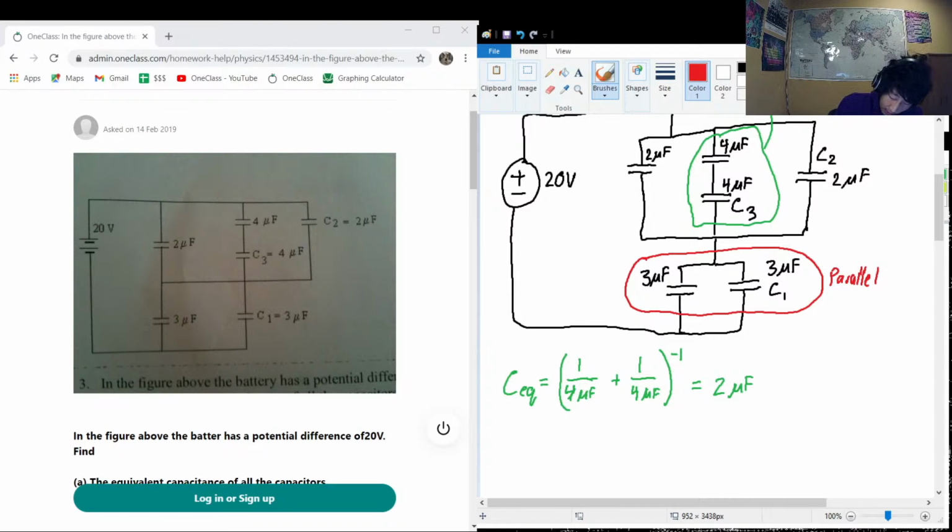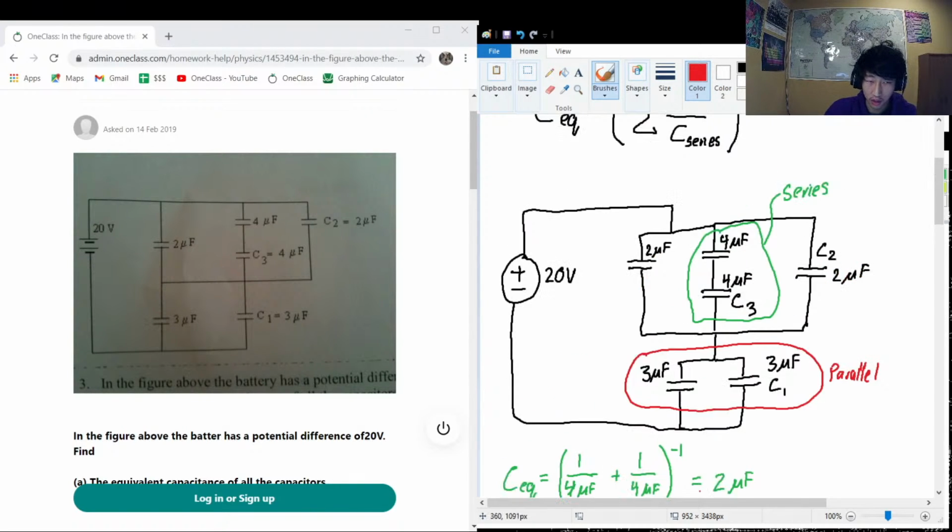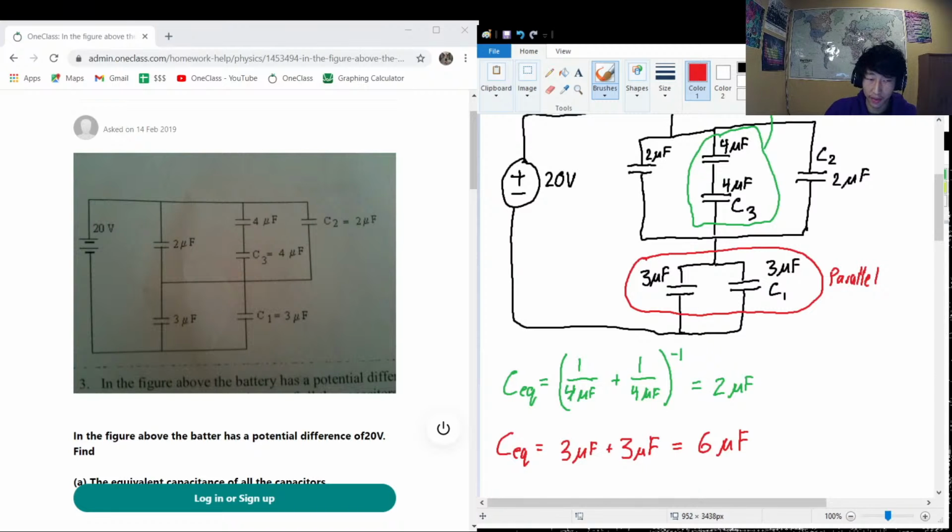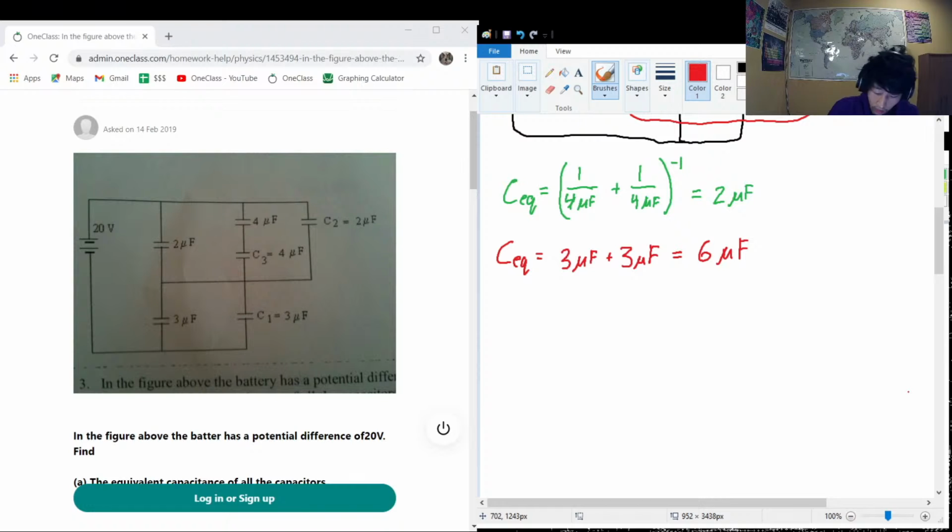Now for the red one, we just have 2 capacitors in parallel. That's fairly straightforward. We just do 3 microfarads plus 3 microfarads, and with some quick maths, 6 microfarads. Nice and straightforward. You can see how that works. So we can redraw the circuit with our new capacitor values, and we're one step closer to having a simplified total capacitance.